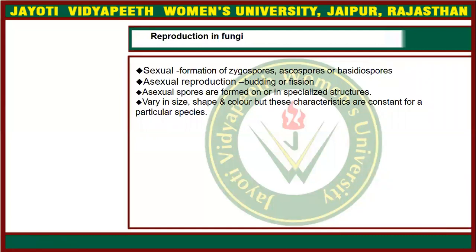Reproduction in fungi is completed in two ways: sexual and asexual. In sexual reproduction, fungi reproduce by the formation of zygospores, ascospores, and basidiospores. These are the spores. In asexual reproduction, they reproduce by budding or fission, and asexual spores are also present. So fungi have both sexual and asexual modes of reproduction.